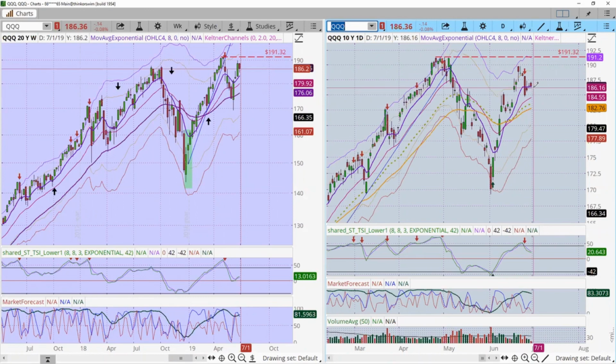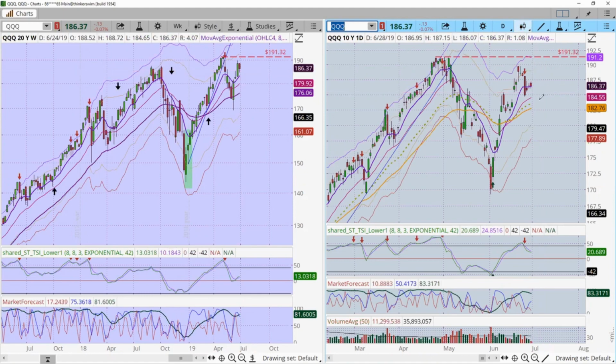It's down a little bit. We've got a little bit of a mixed market today. The Russell's up, the NASDAQ's down, and the S&P is up slightly also. So we'll see what transpires.